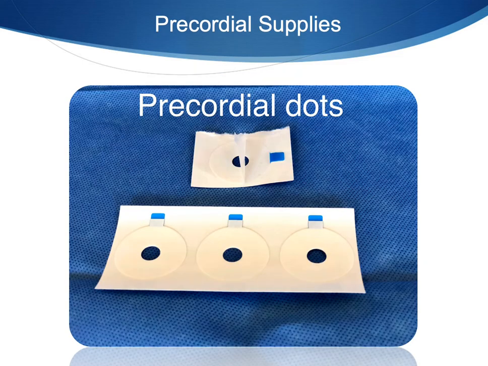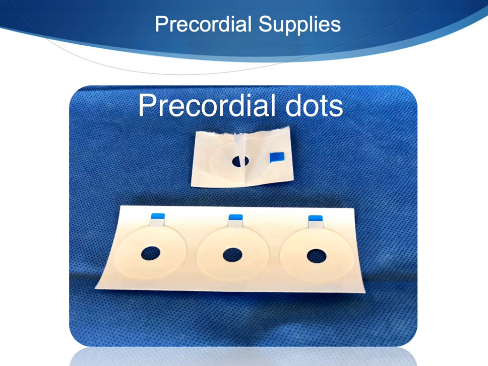This slide here shows precordial dots. Without a precordial dot, the precordial chest piece would just slip off the patient's chest. A precordial dot is just double-sided sticky tape. One side sticks to the precordial chest piece, the other side then is placed on the patient's chest, and it keeps the chest piece in its place on the patient's chest.